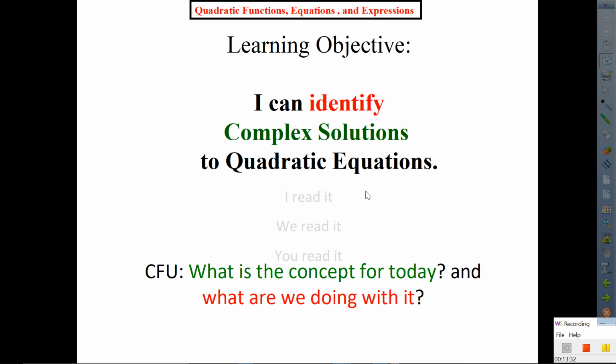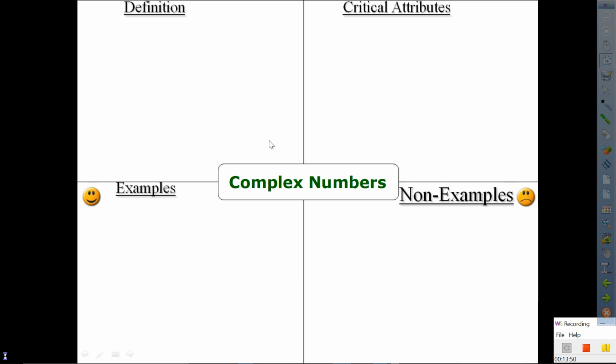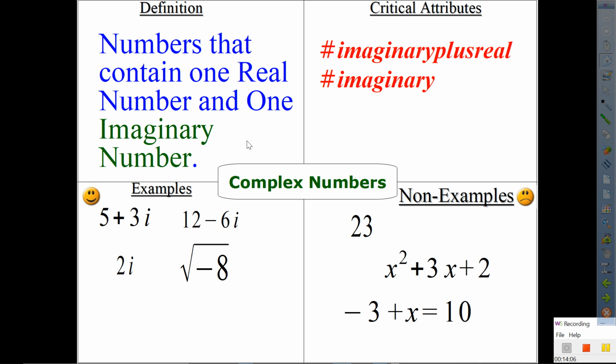All right. So with that said, our concept for today is still what? Complex numbers. Do we need a Frayer model? No. So you know the definition for complex numbers. What is a complex number? A complex number has what, Lenny? One real and one imaginary. Simple. Is that what you told your neighbor? Yes? Bam, and this is what they look like.